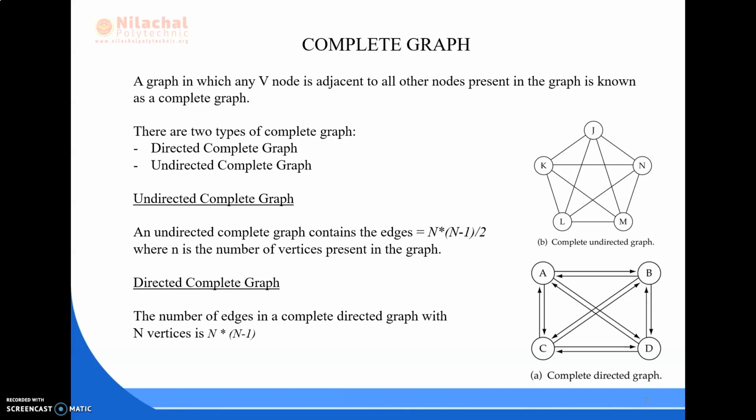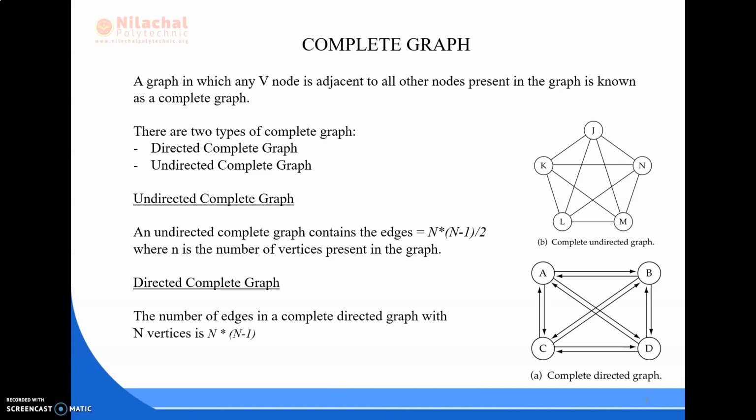We have already discussed what a directed graph and an undirected graph are. The graph with directed edges is known as a directed graph, whereas the graph with undirected edges is known as an undirected graph. So what is an undirected complete graph? An undirected complete graph contains n(n-1)/2 edges, where n is the number of vertices present in the graph.